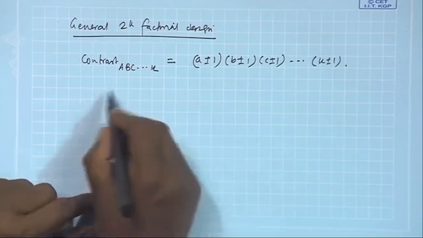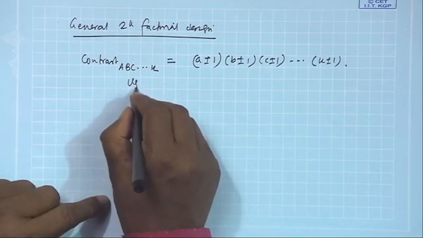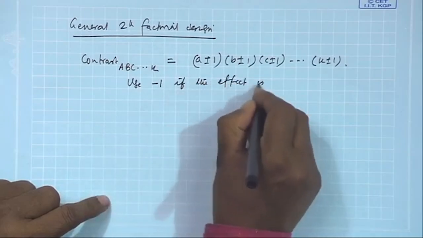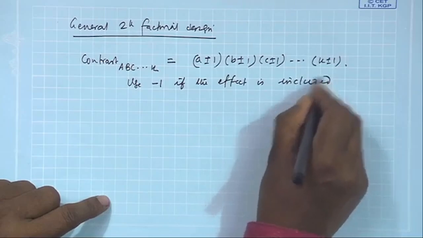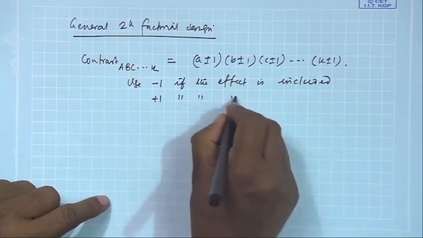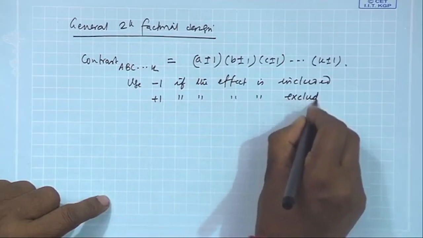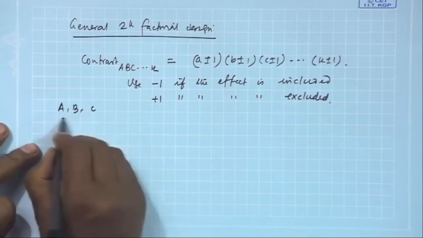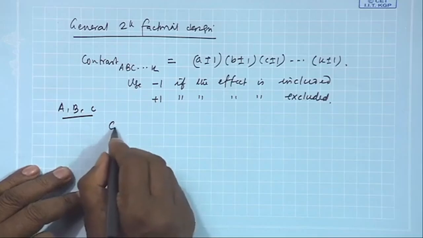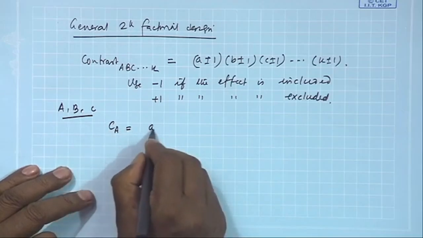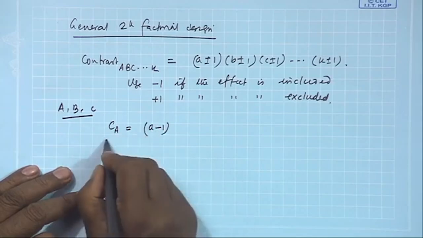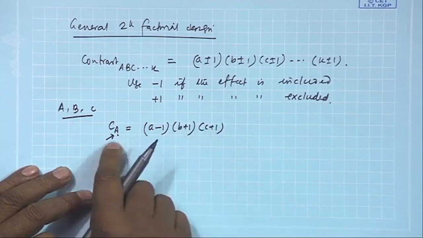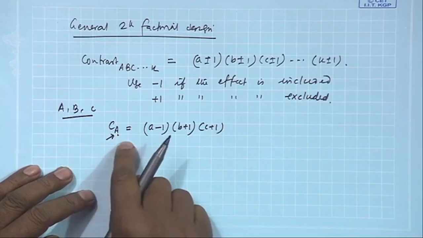So, use minus 1 if the effect is included, and use plus 1 if the effect is excluded. What does it mean? Suppose I have three factors A, B, C, and I want to know the contrast for A. Then what will I write? I write A minus 1 because I have included A here, and B plus 1 and C plus 1 because B and C are not included here in the contrast calculation.